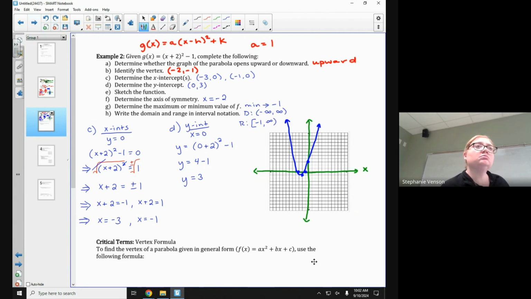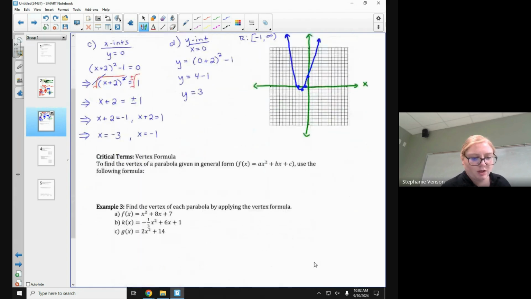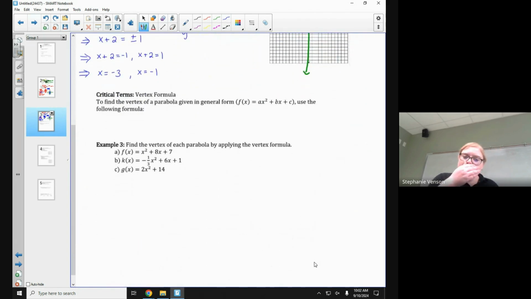Okay, still good? All right, does everybody have what they need? Sweet. Okay, now the thing is, it's really easy to calculate all of this stuff when it's given to you in vertex form, but it's not always going to be given to you in vertex form. So now we're going to learn how to find the vertex of a parabola if it's given to you in general form, which is f of x equals ax squared plus bx plus c.